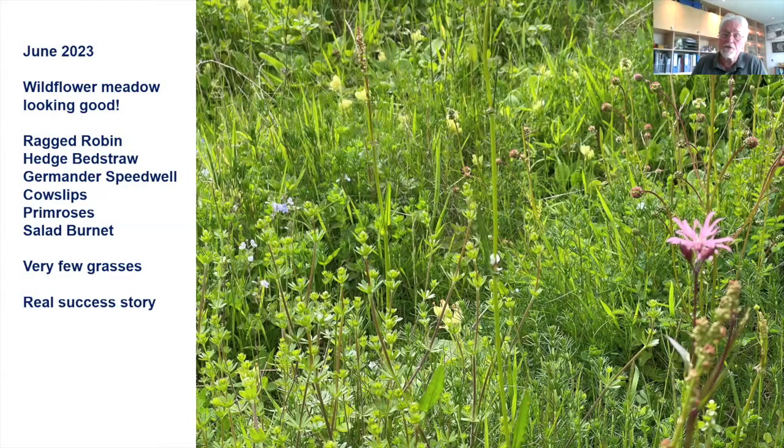And that's it very recently, 2023. Close up, iPhone cameras have got better. It's full of ragged robin, hedge bedstraw, Jabanda speedwell, cowslips, primroses, salad burnet. You know, actually in a quadrat, there's probably about a dozen species here, which is very, very good indeed.